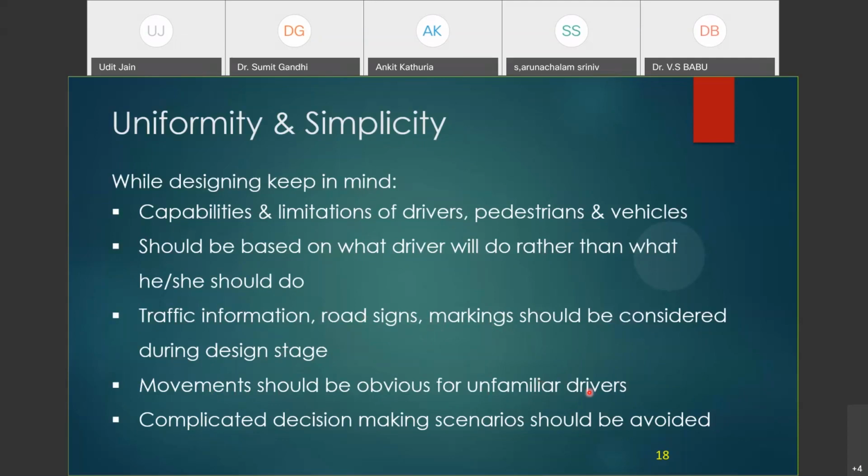The movement should be obvious for unfamiliar drivers, and complicated decision-making scenarios should be avoided. So typically an intersection is a 4-arm intersection, but the decision becomes quite complicated if the number of arms just increases from 4 to 5. The signal design becomes very complicated. And again, in this presentation, I will show you some grade separated interchanges which have so many dimensions that the person driving the vehicle gets confused about which is the road I need to take, and the decision making for the driver becomes very difficult. So these are all the things that we need to avoid when we are designing safe intersections.